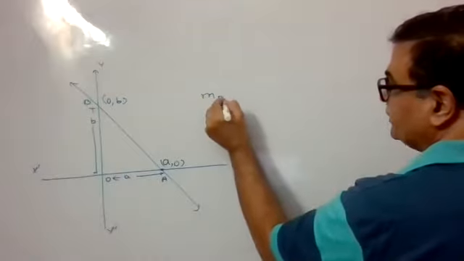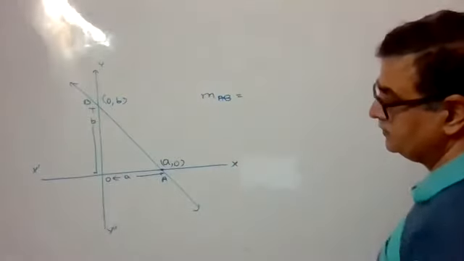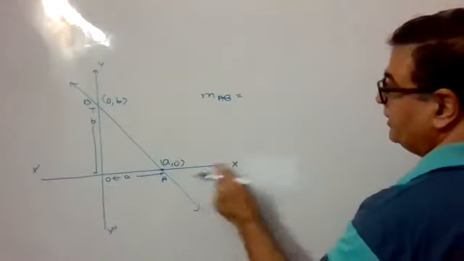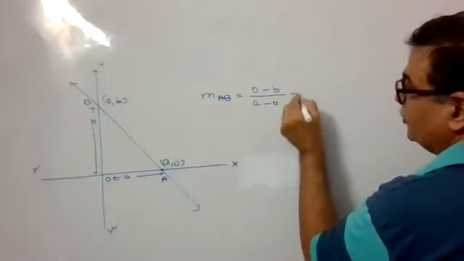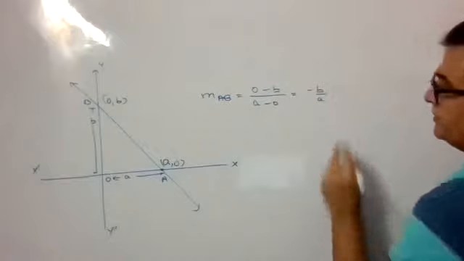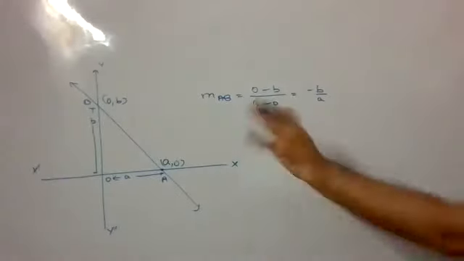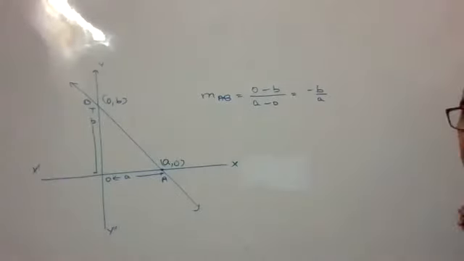First, find out what is the slope of AB. The slope is 0 minus B by A minus 0, that is minus B by A. Right. And for the point, anyone you can take, either A0 or 0B. That is your choice.